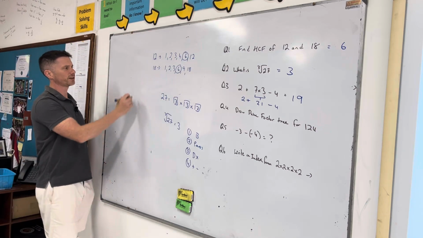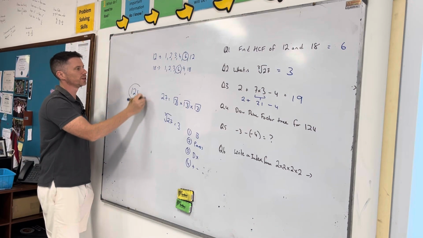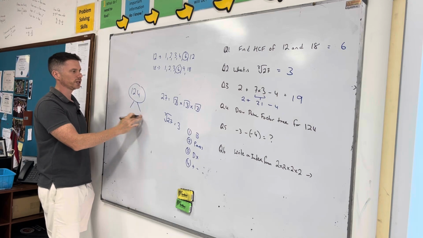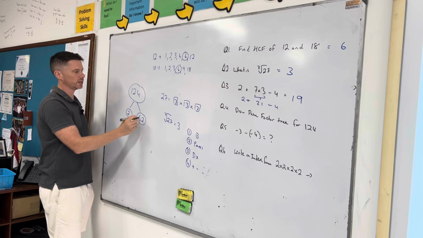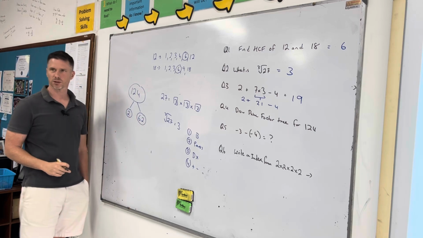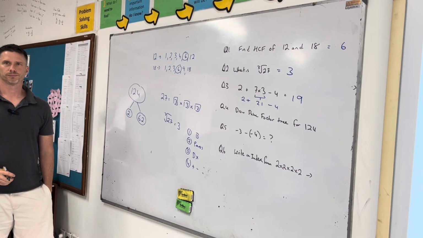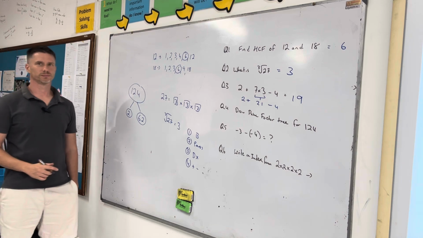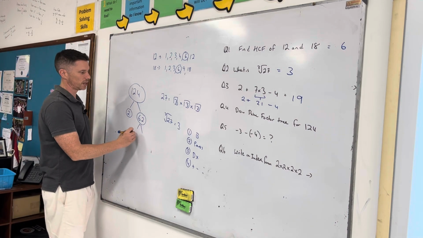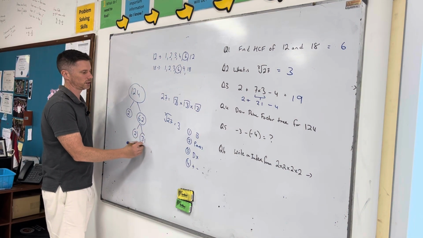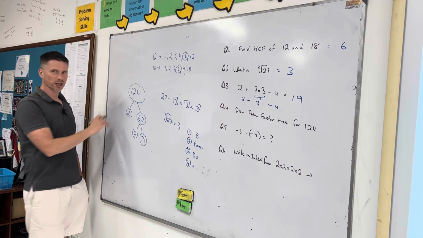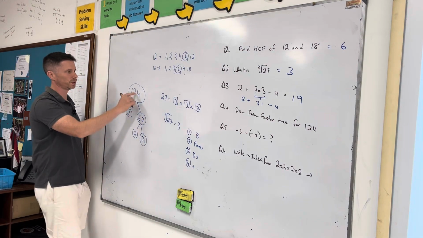Draw a prime factor tree. So we've done a number of these. For this number, 2 things that multiply to give this. So I can do 2 times 62 gives this. And 2 times 31 gives that. So I can divide them by 2 to find 2 numbers that multiply to give the one above.